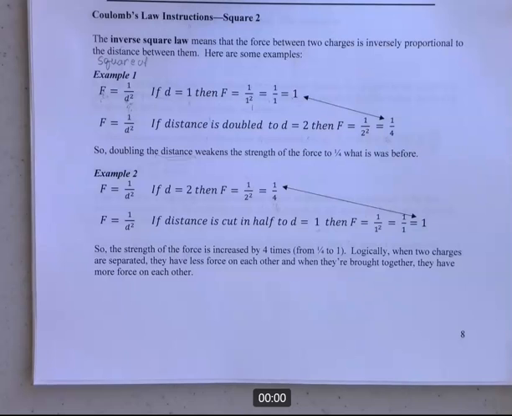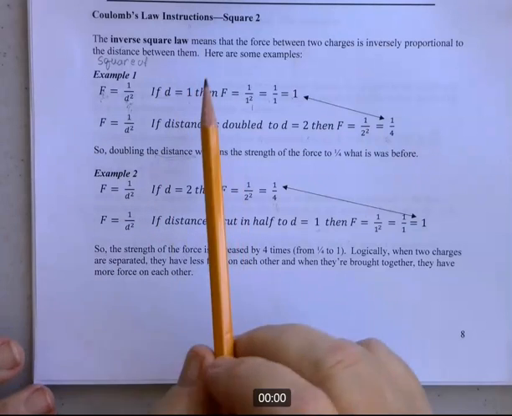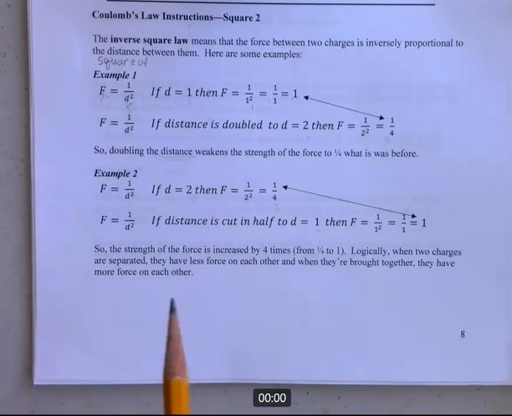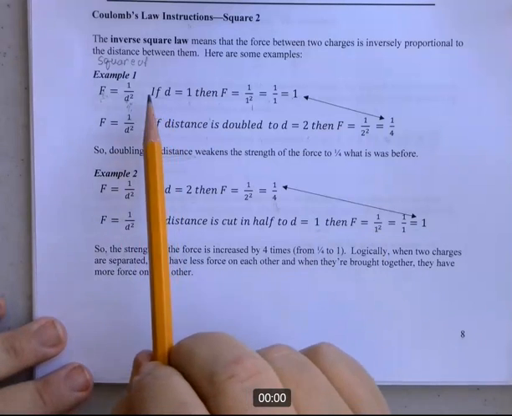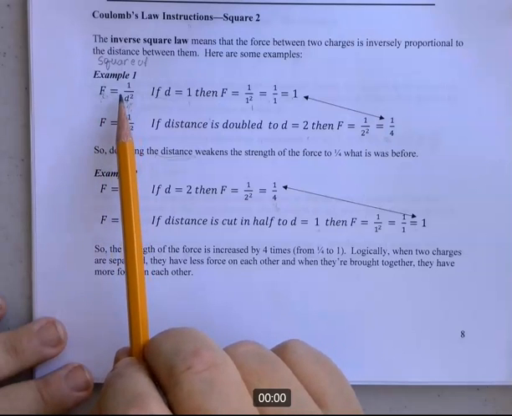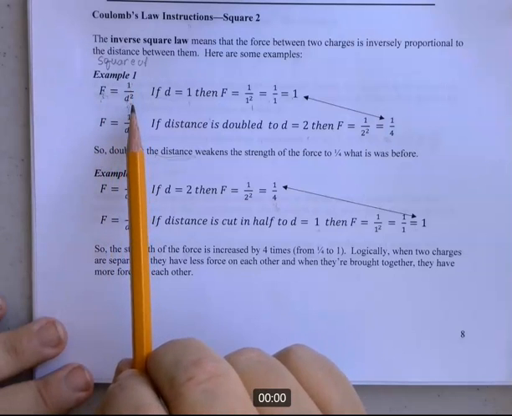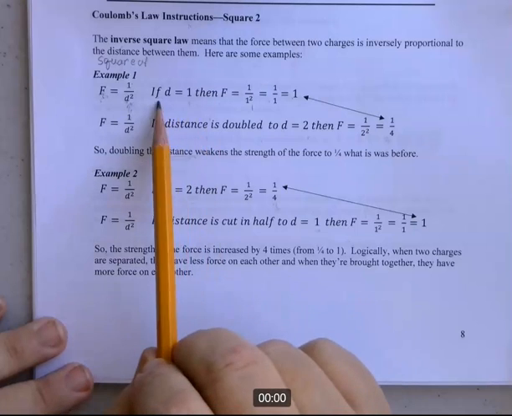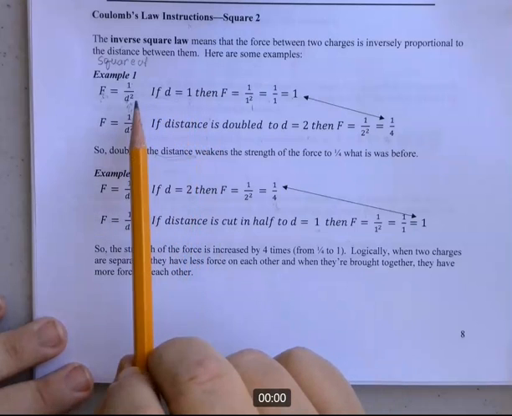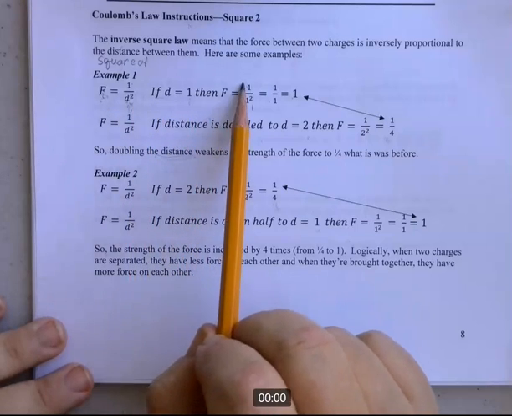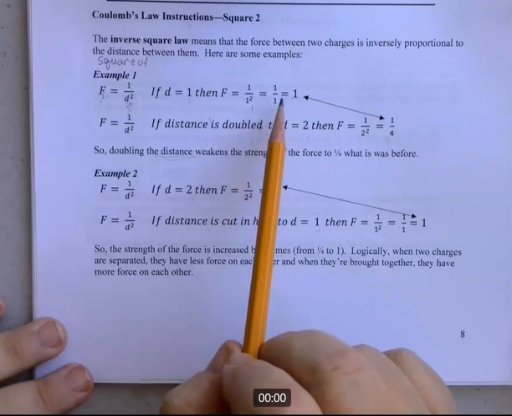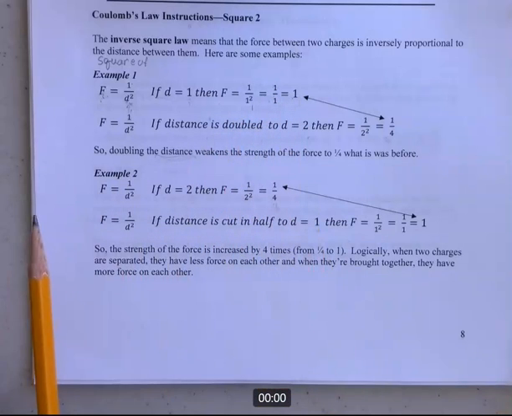So the way you do this is you just pick some numbers to play around with and see how this works. So let's test it out. So the force is proportional or equal to the inverse of the distance squared. So let's say we start with a distance of 1. So we plug a 1 in for d. So 1 over 1 squared equals 1 over 1 equals 1. Okay, so that's our initial distance.